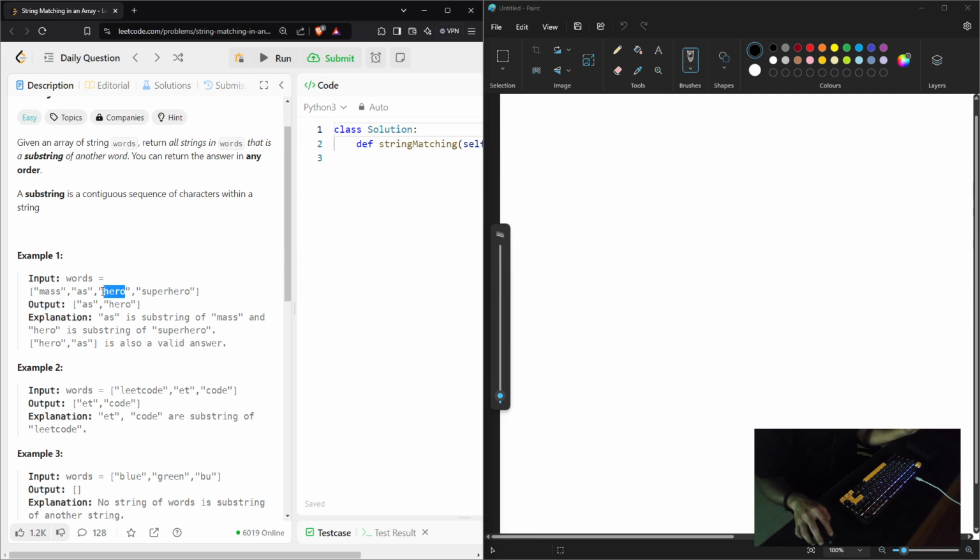Same with hero as well. It's appearing once here and once here. So that's why it's 2. So it's an answer. Superhero doesn't satisfy.